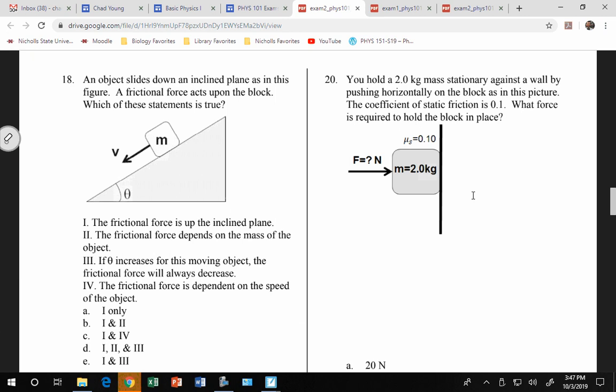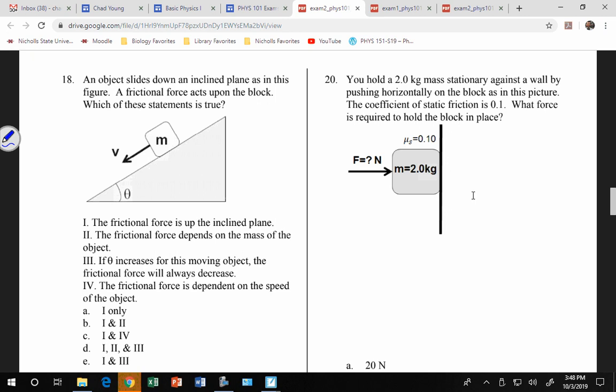Number 20? Oh, this is the one you were asking me about the other day, right? Okay, so this one's a little more complicated, but it's not that much. I mean, it's nothing new, really. I have this block, and I'm going to hold it on the wall, and I have to apply a force that creates a frictional force. And if this force is too small, then the thing will fall, because the frictional force will be too small.